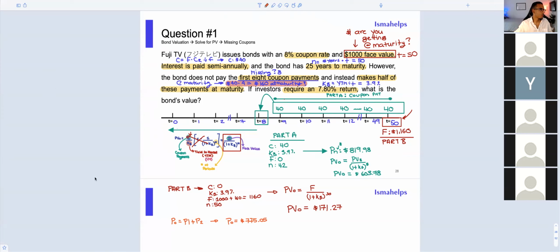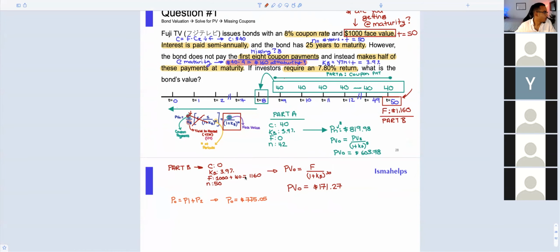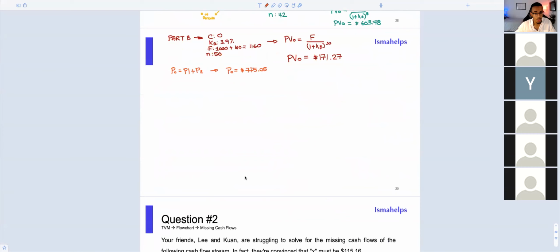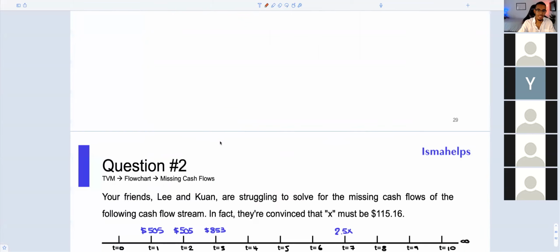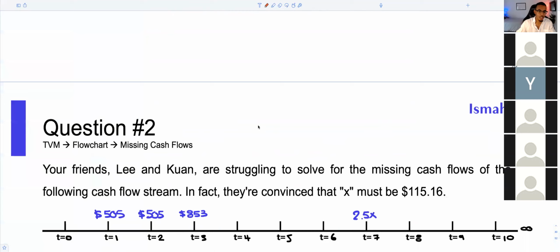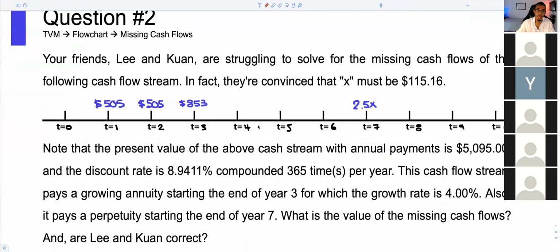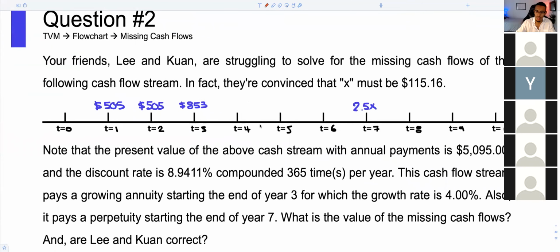Good stuff. So let's go straight into question 2. This one's a fun one. This one is a classic missing cash flows. It's going to be a long one, but it's going to be a fun one.